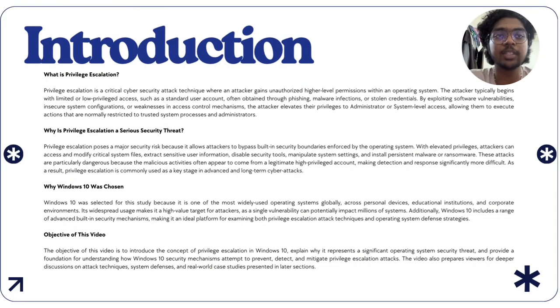The objective of this video is to explain how privilege escalation attacks happen in Windows 10 and how the operating system defends itself. Each member in our group will cover a different security aspect: how the attack works, authentication and cryptography, firewall and intrusion detection, access control and privilege separation, and finally a real case study and conclusion. By the end of this video, you should clearly understand what privilege escalation is, why it matters, and how Windows 10 attempts to protect users from it. Now, let's move on to the next section where we'll see how privilege escalation attacks actually happen inside Windows 10.